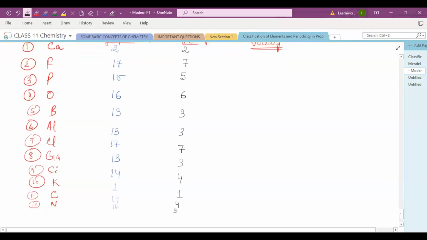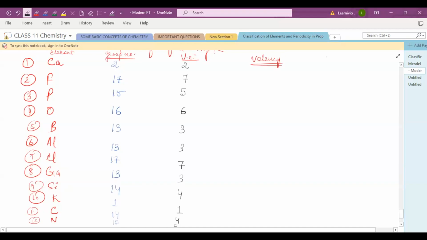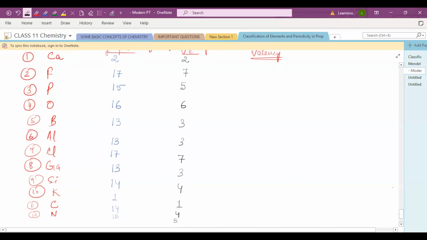Okay, now let's talk about the valency. If the valence electron is 5 or more than 5, just subtract it from 8, and you will get the valency. And if it is less than 5, the valence electron is equal to the valency, as it is.